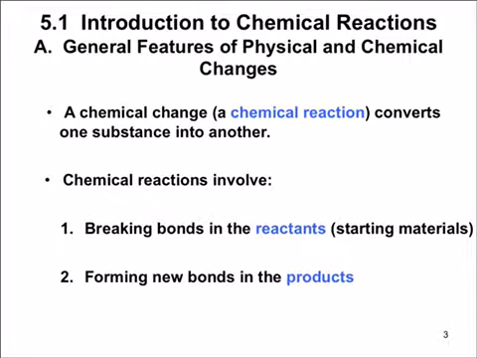And this happens through both, you kind of have to have both. You have to break bonds in the reactants, which are your starting materials, and you have to form new bonds in the products. Okay? So, for example, the H2O2, if I were to draw the Lewis structure for this, it would look like this.